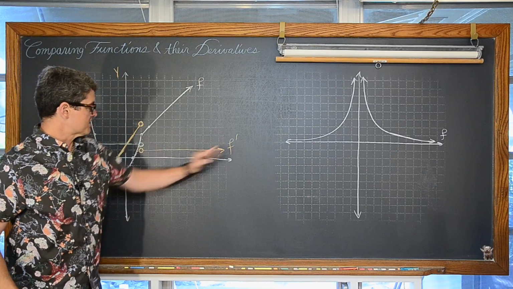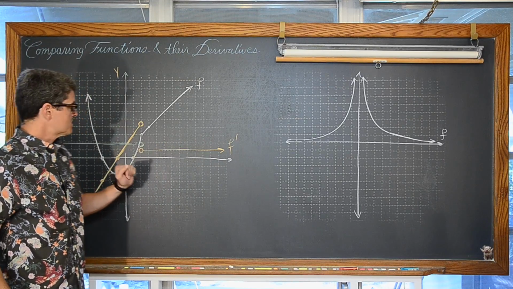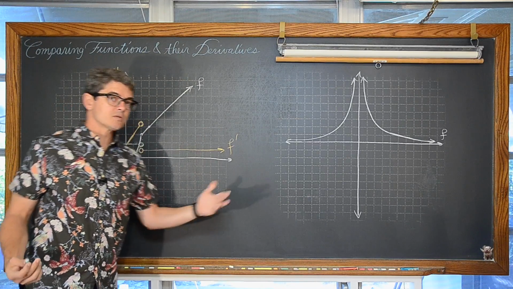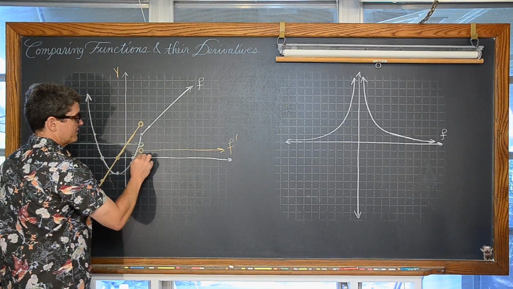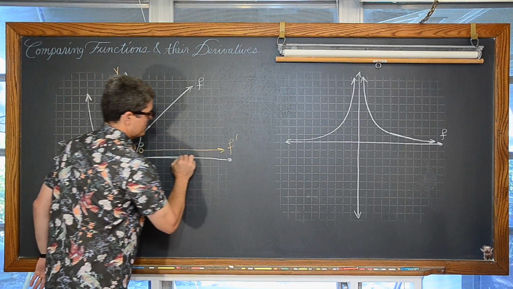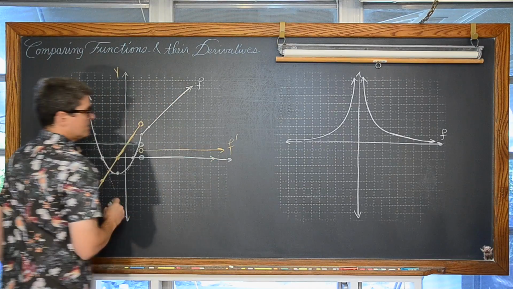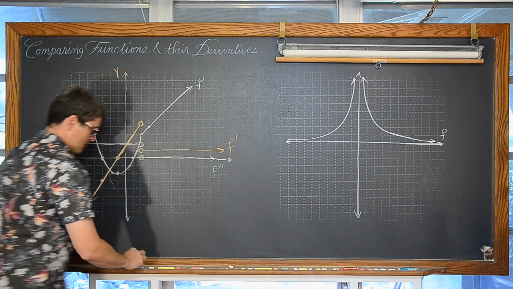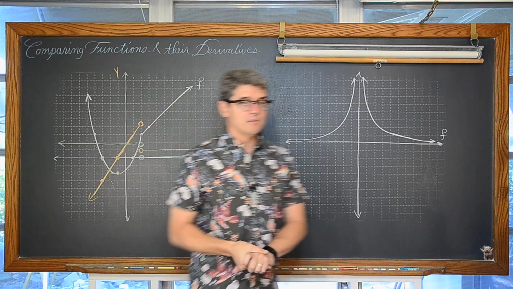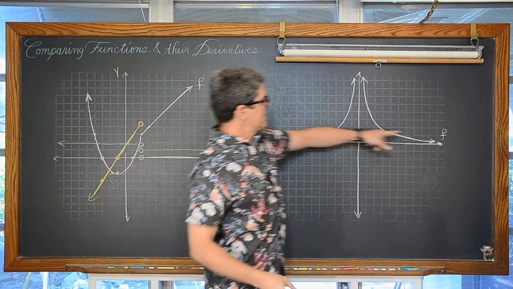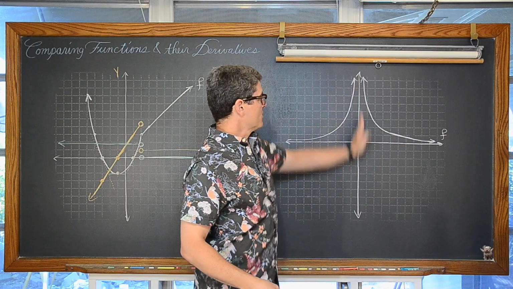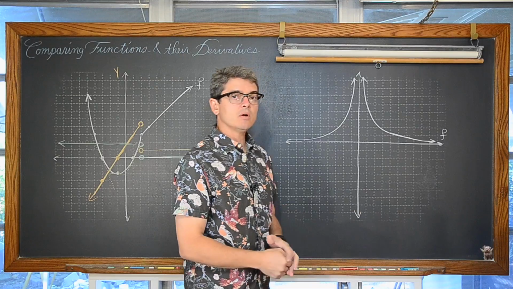And to the right of x equals 2, we have a horizontal line. So the slope of a horizontal line is 0. So our second derivative is going to look like this. So actually, I just did 2 examples there in one. Over here, I've got a function f, which has a vertical asymptote at x equals 0.